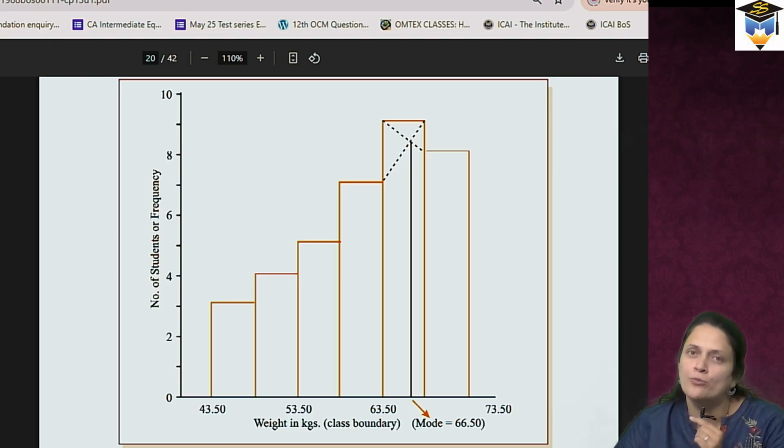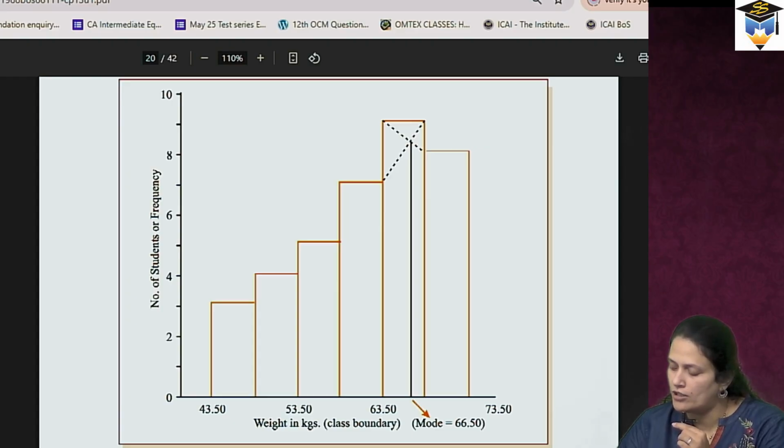To find the mode in a histogram, use the following steps. First step, identify the tallest bar.